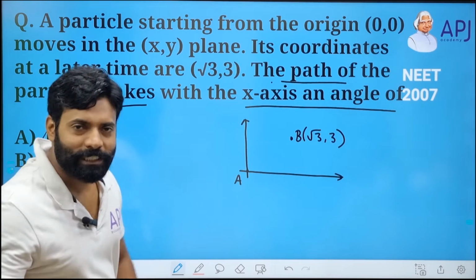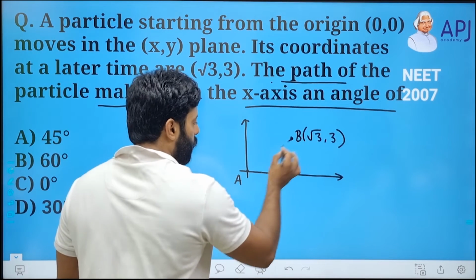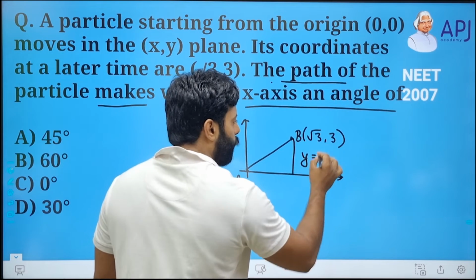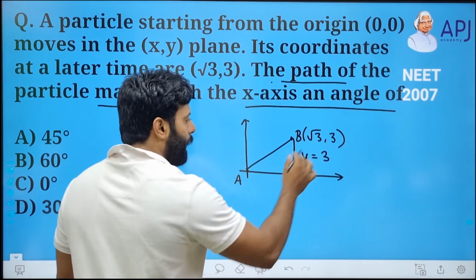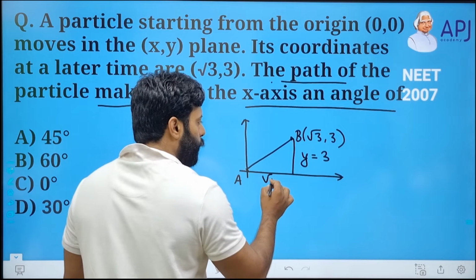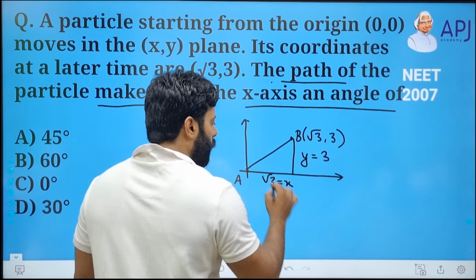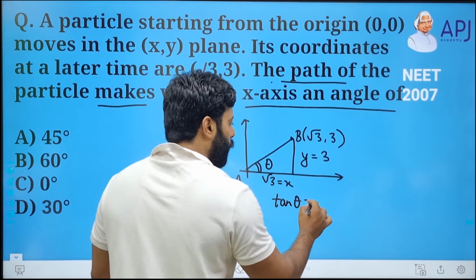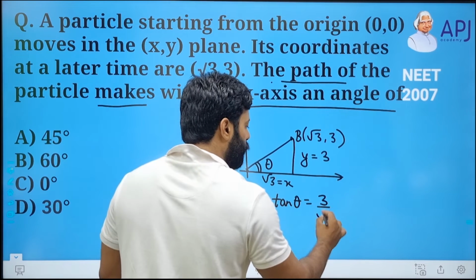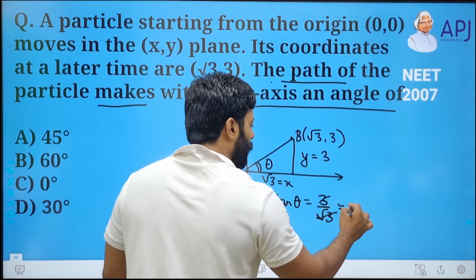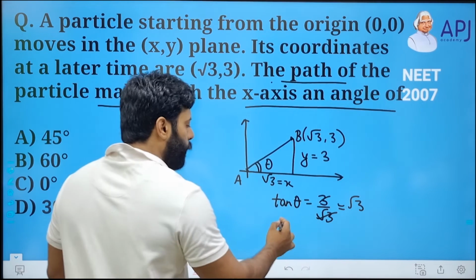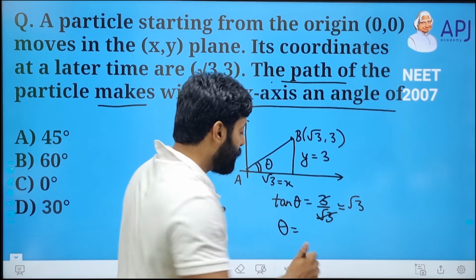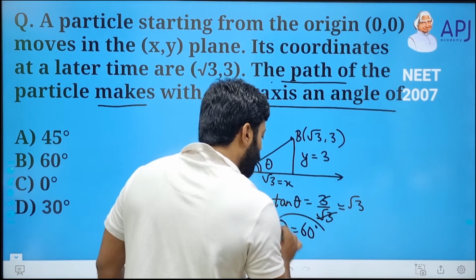Okay, so this is very simple. If you just join these points, you'll have a y-axis coordinate of 3 and an x-axis coordinate of √3, right? So if I need to find this angle theta, then tan theta will be equal to 3 by √3, and I can cut this down and this will be √3. And we know that tan theta gives us the value √3 at 60 degrees. So the answer will be 60 degrees.